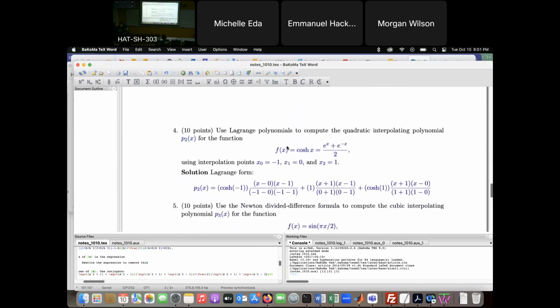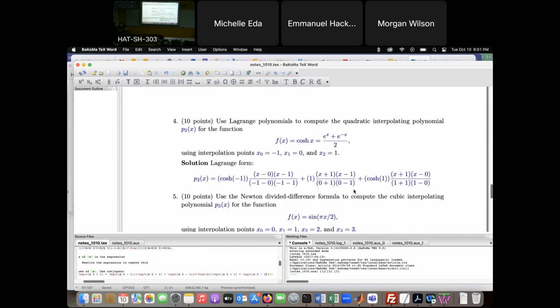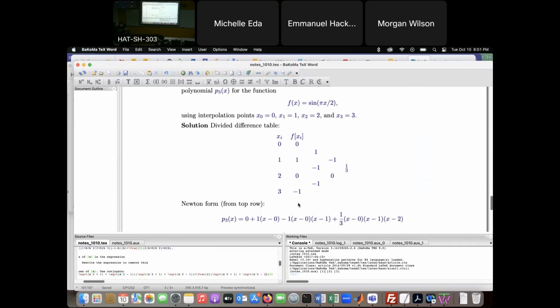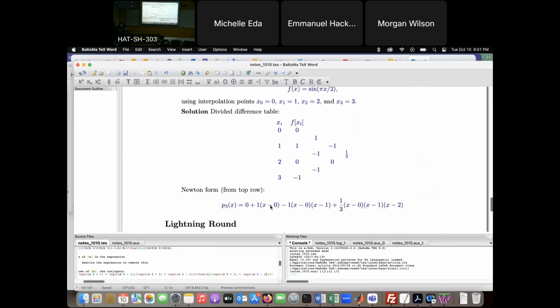This one, actually, I don't think was much of a problem. This is forming the Lagrange polynomials and multiplying by the y values. I think the Newton interpolation one also went pretty well. I think in some cases there might have been a sign mistake when filling out a lot of different tables. This is what you get. You take the top row of coefficients and then use that to obtain the Newton form. Any questions about these?